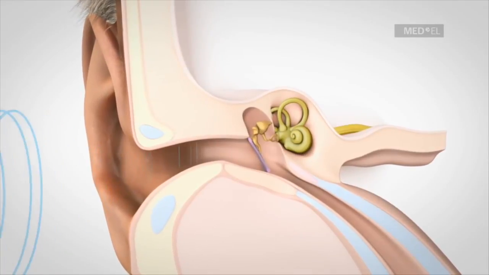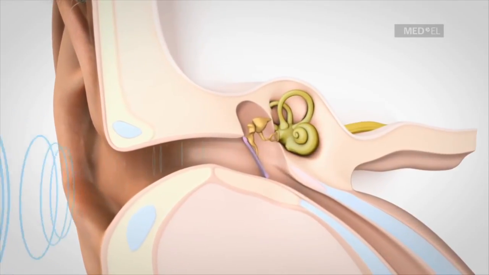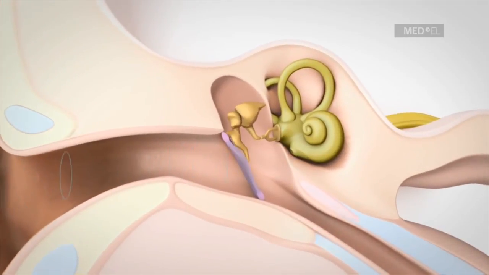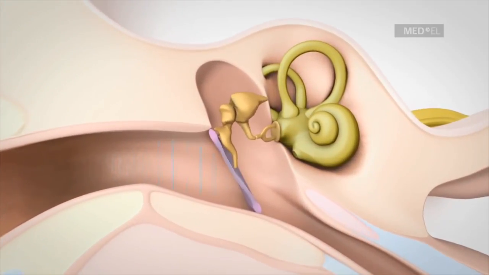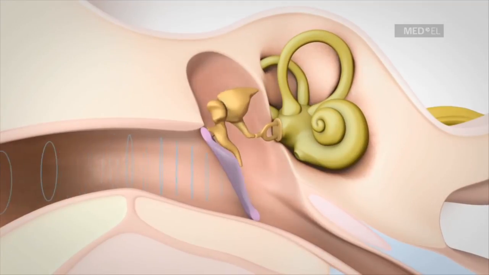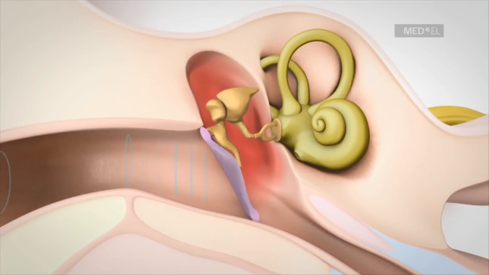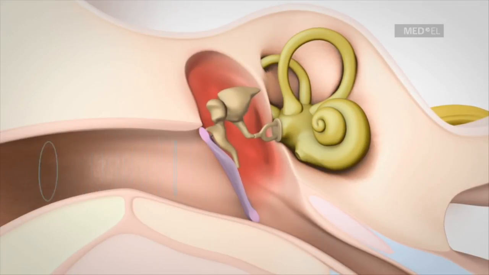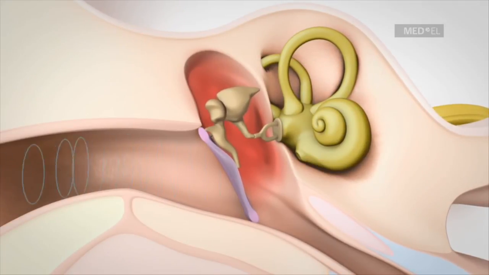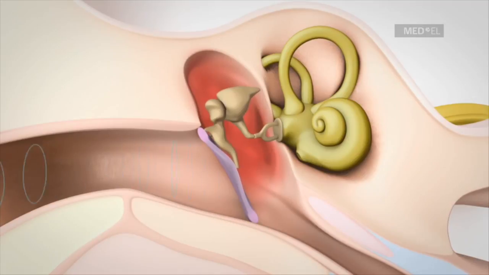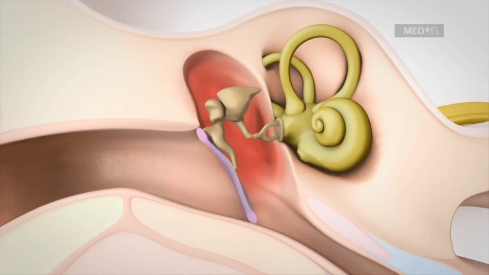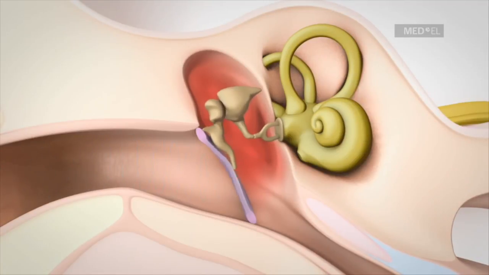A conductive hearing loss is a problem in the outer or middle ear that prevents sound from reaching the inner ear. For example, a blockage or deformity in the middle ear can prevent the ossicles from vibrating properly. Middle ear infections or a ruptured eardrum are common causes of a conductive hearing loss. Often, a conductive hearing loss is temporary and can be treated with medication or surgery.